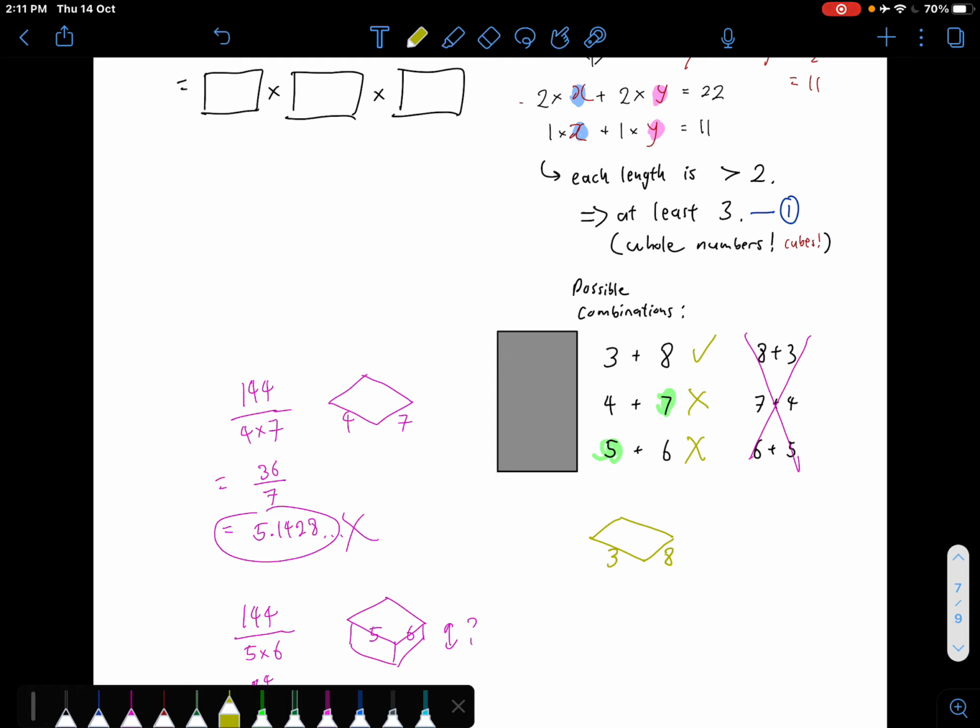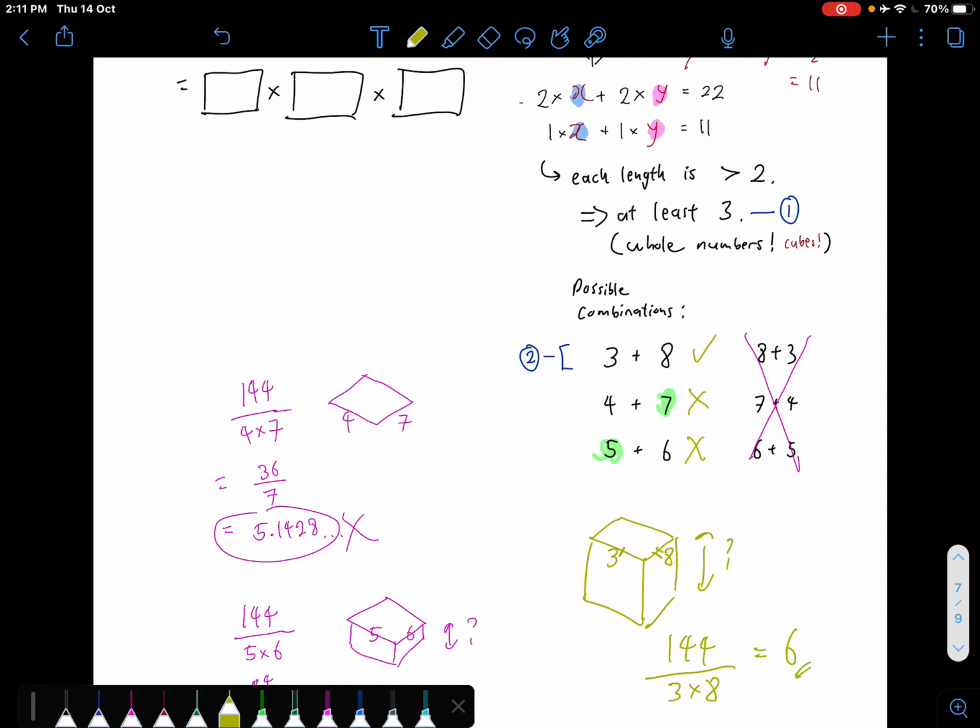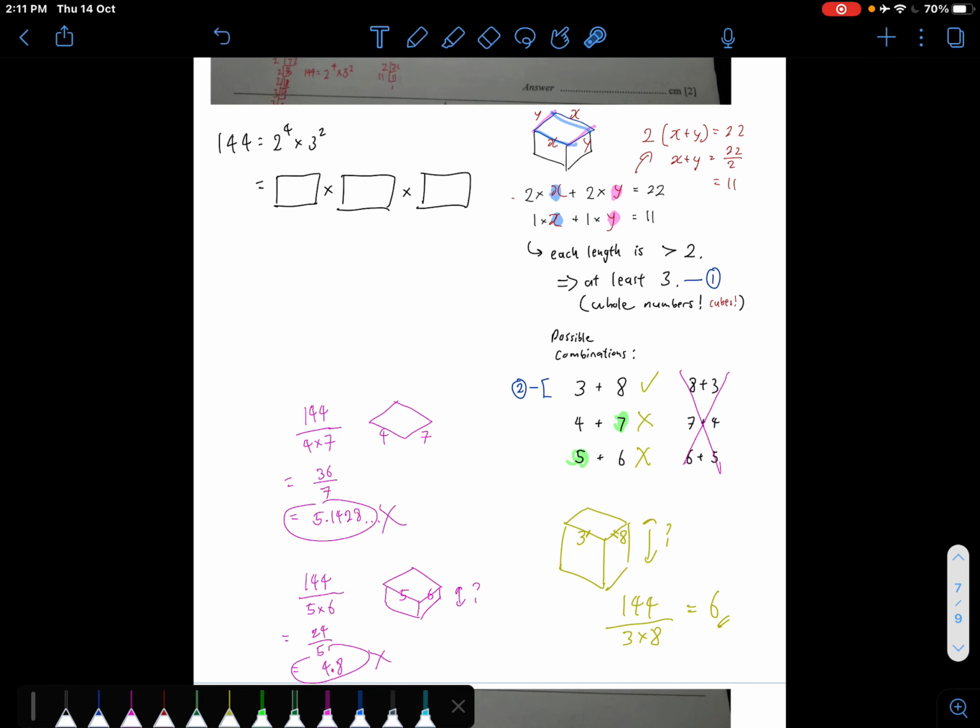Right? Good. So what can we do to find the height now? How do you find the height? Given that you know one is 3, one is 8, and the total volume is 144. You just have to divide 144 by 3 by 8. So what do we get? 6. Then that's our answer. Very, very simple.